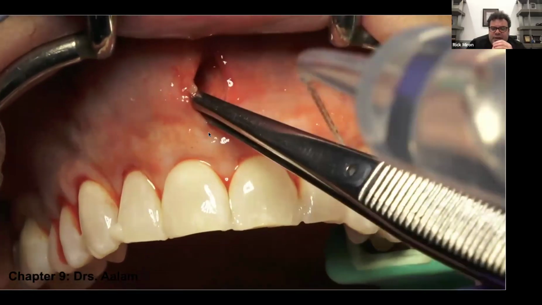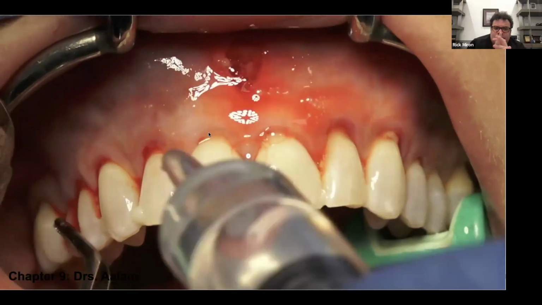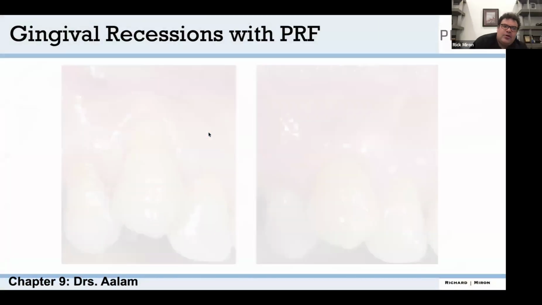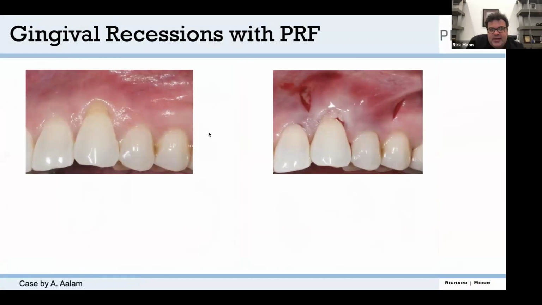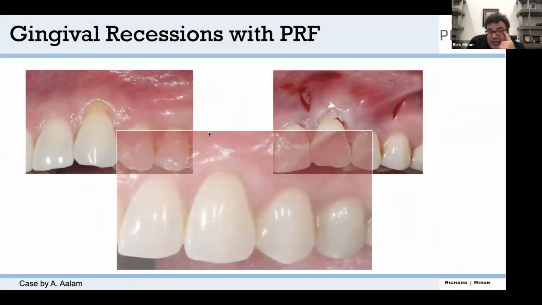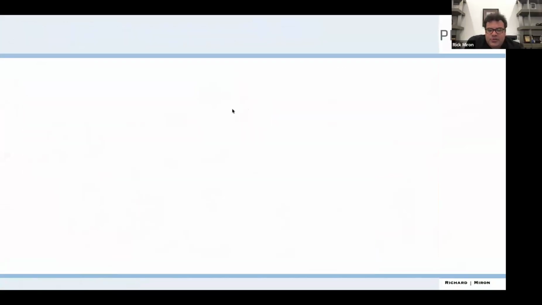You need a band of keratinized tissue, otherwise you would need a connective tissue graft. But there are certain cases, and we teach in our perio courses how to do these types of procedures. So it's very, very exciting. Cases like these where people have mild recessions, they're much better off getting treated before they get much worse. And these are quite easy procedures to do with two little vestibular incisions once you know what you're doing, how to do the technique, and have the right instruments.